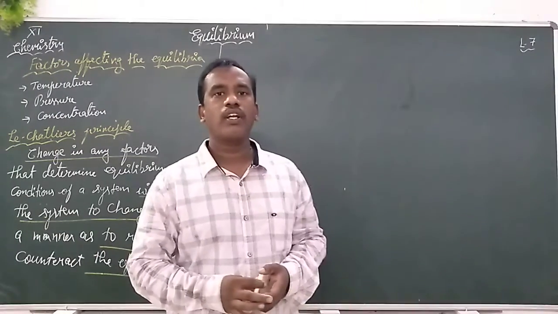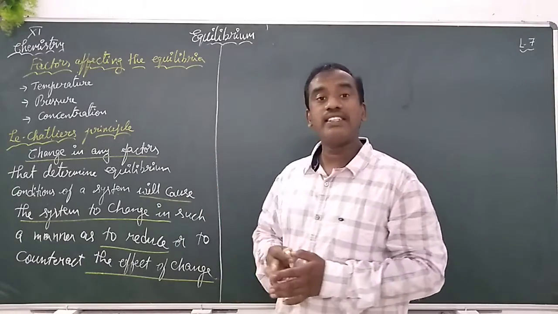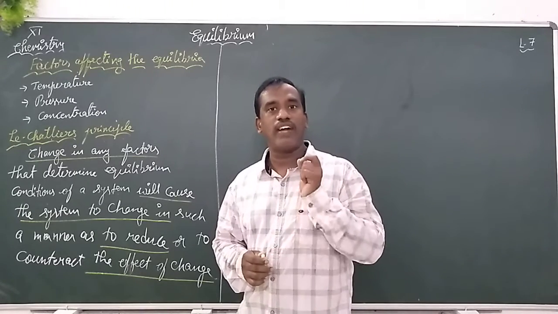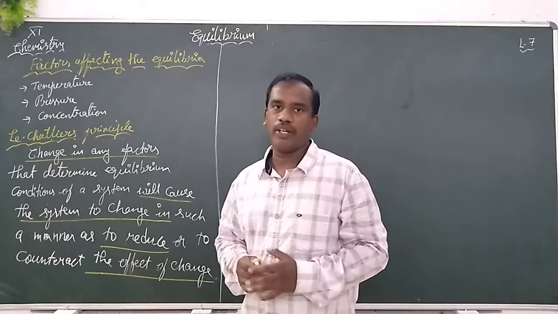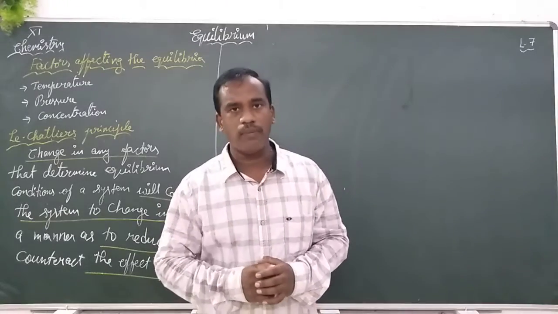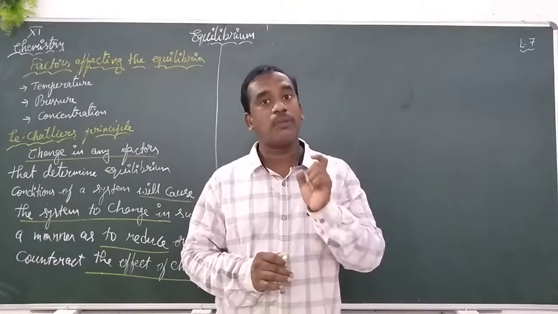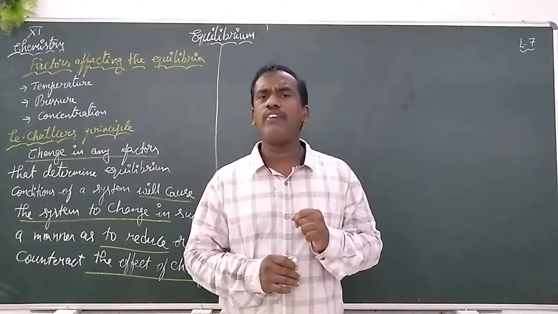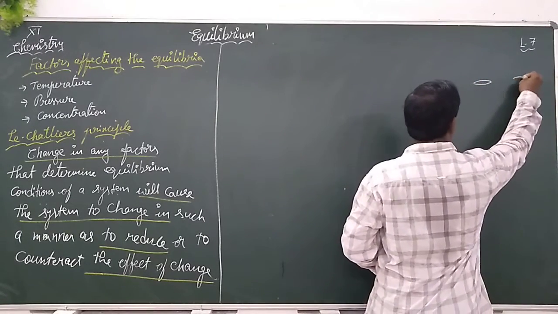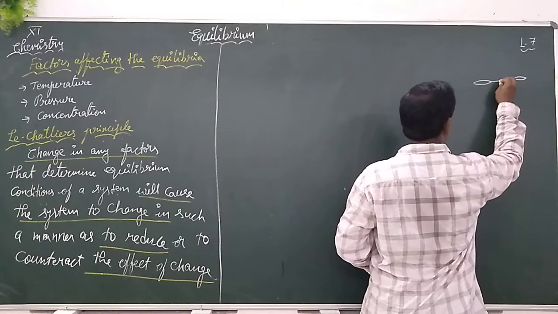Very good morning, children. In this video, we are going to see the factors that are affecting the equilibrium. Whenever a system is at equilibrium, the concentration of reactants is equal to the concentration of products, as we had learned. Now imagine a balance: the left side tray and the right side tray are in a balanced state.